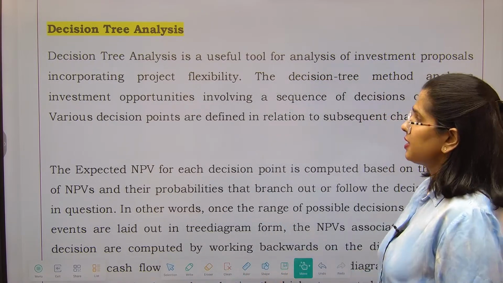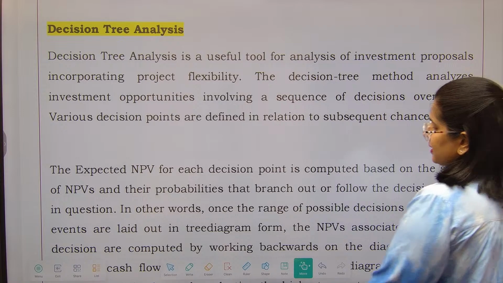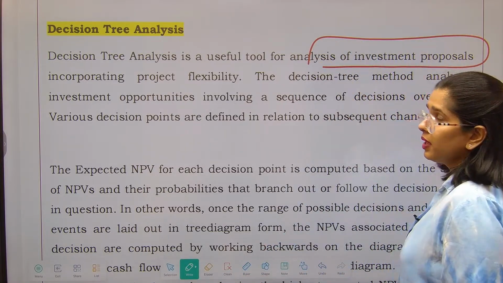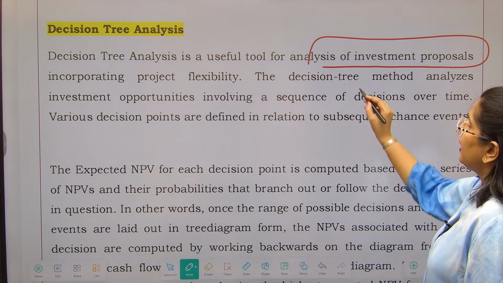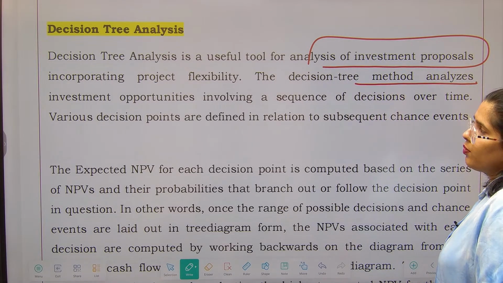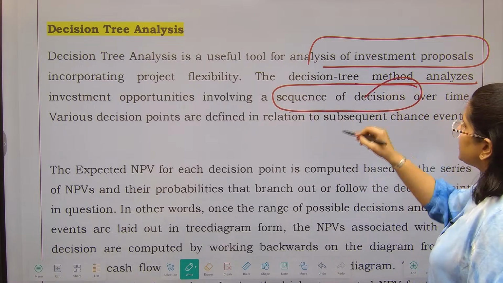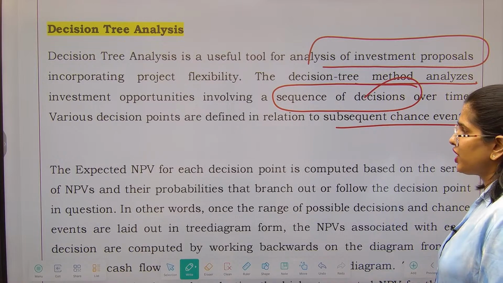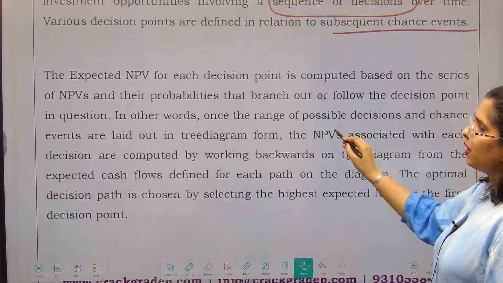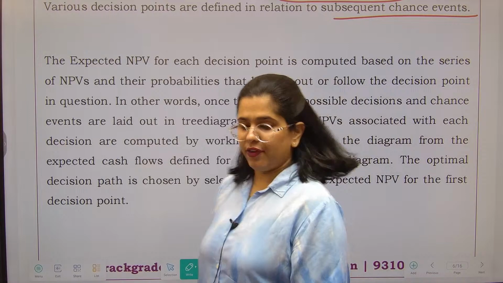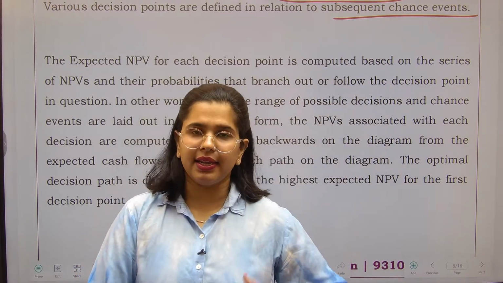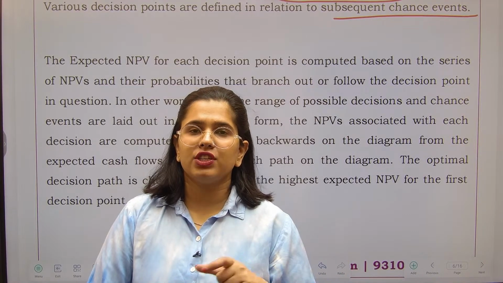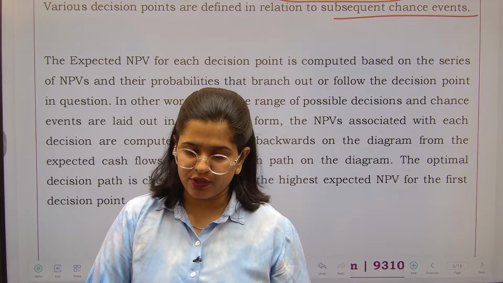capital investment decisions. See over here, decision tree analysis is a useful tool for analyzing investment proposals, incorporating project flexibility. The decision tree method analyzes investment opportunities involving a sequence of decisions over time. Various decision points are defined in relation to the subsequent chance event, right? So that means what? Suppose you take one decision and it is interlinked with another decision, so they see what is the impact of this chain of decisions on your investment proposals.